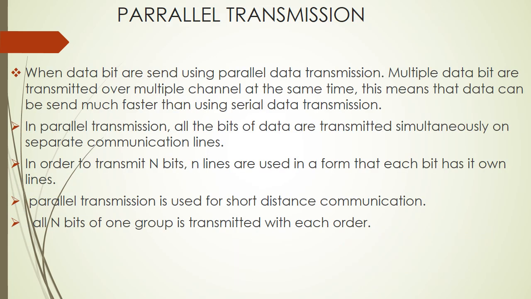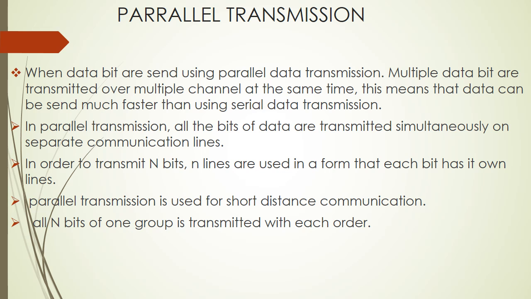Parallel transmission. So when data bits are sent using parallel data transmission, multiple data bits must flow over multiple channels at the same time, in the sense that all the data and information that will be sent have to be in separate channels or wires. So this means that data can be sent much faster than using serial data transmission. As we said earlier, serial data transmission is where multiple data have to be sent in a single wire, which is contrary to parallel data transmission.